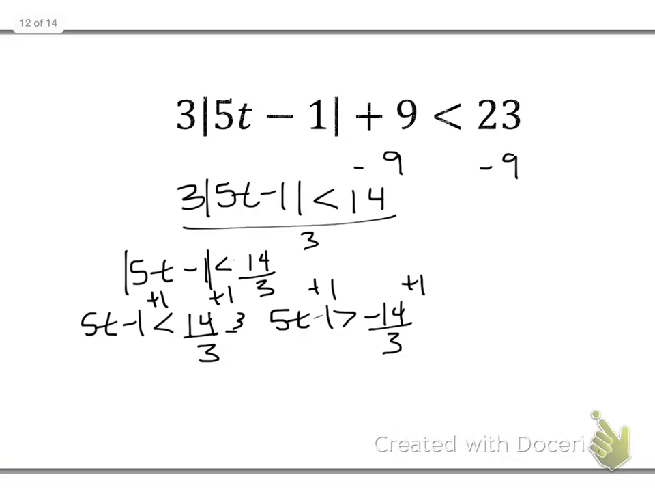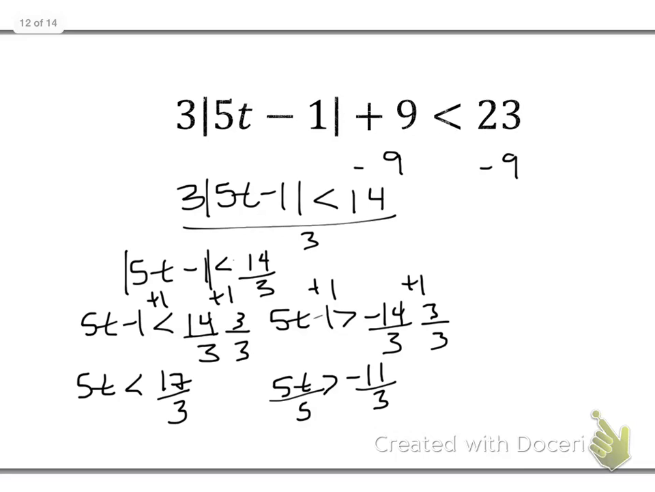it's the same as adding 3 over 3. So I have 17 over 3, and if I add 3 over 3, I got negative 11 over 3. And divide both sides by 5. Okay, so it's the same as multiplying by 1/5. So I have t is less than 17 over 15, and t is greater than negative 11 over 15.